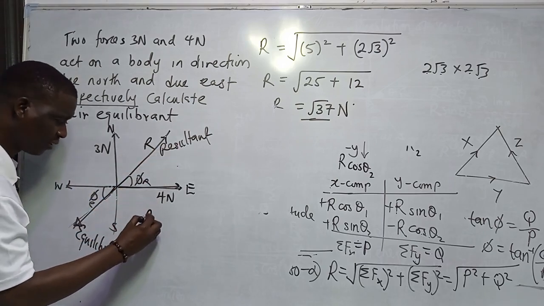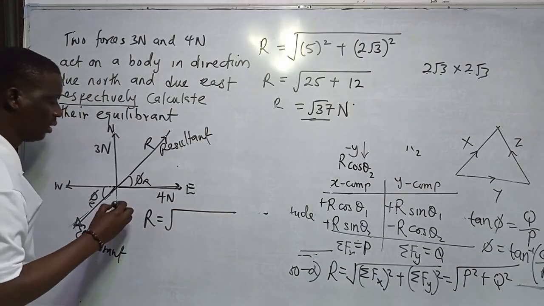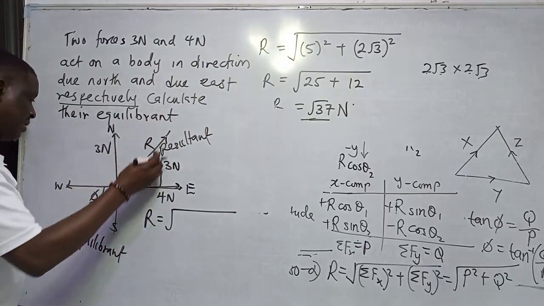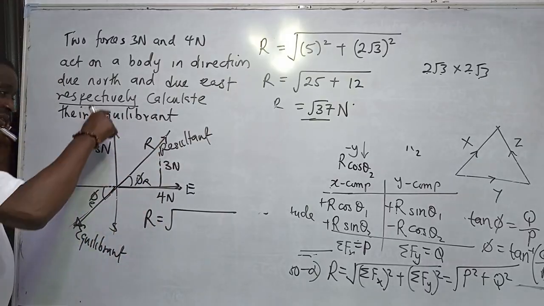So now, let's see. Let me solve for what? Resultant becomes what? Square root of what? X component is here. Y component is here. What is the Y component?